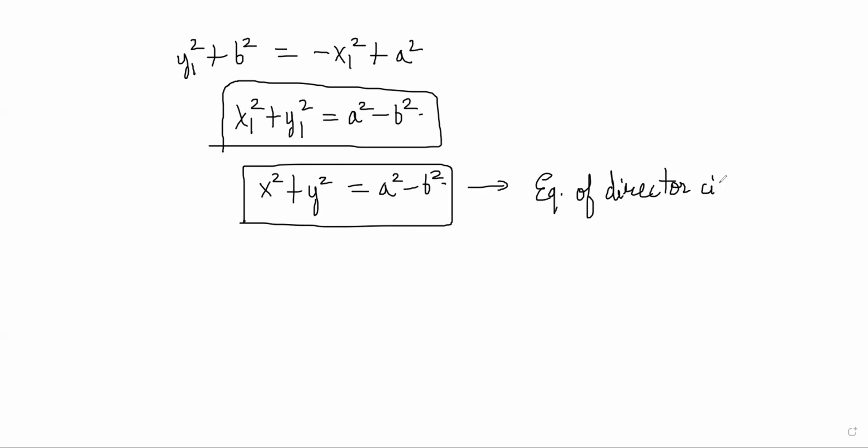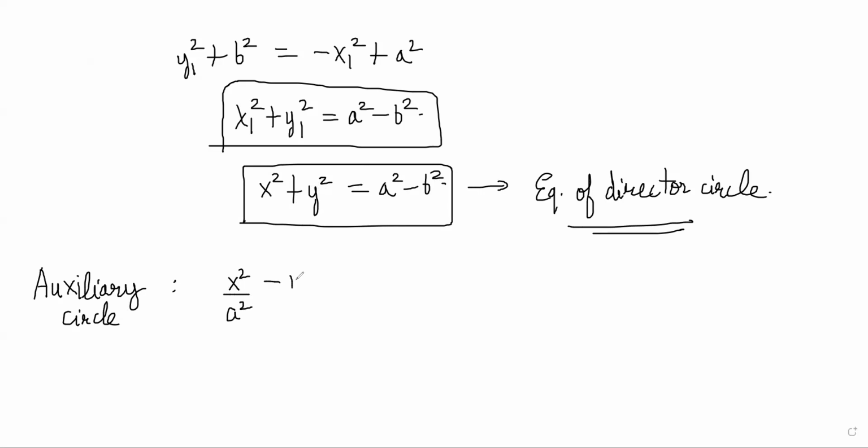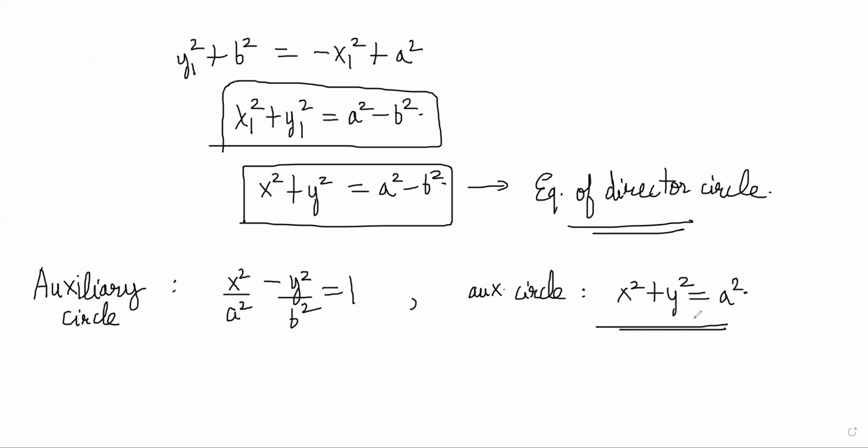So director circle of a hyperbola has center same as the center of the hyperbola and radius of root over a square minus b square. Okay. Now we also have another circle associated with the hyperbola, which is the auxiliary circle. This is similar to what we saw in the ellipse. So if the equation of the hyperbola is this, the equation of the auxiliary circle is simply with the semi-major axis. So major axis means the transverse axis. So it will be x square plus y square is equal to a square. That is the equation of the auxiliary circle.